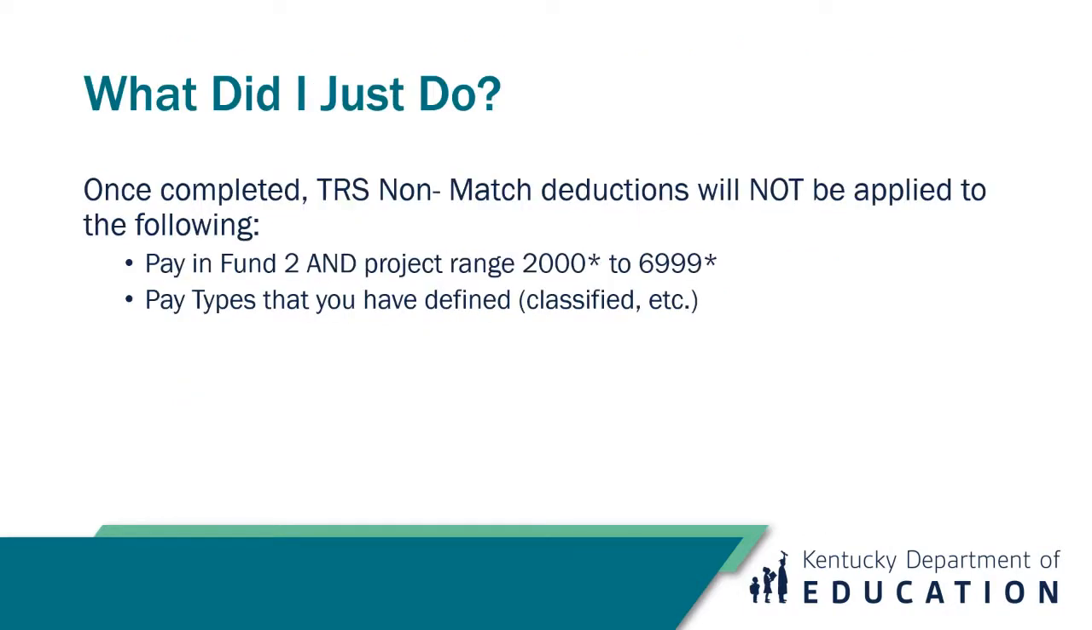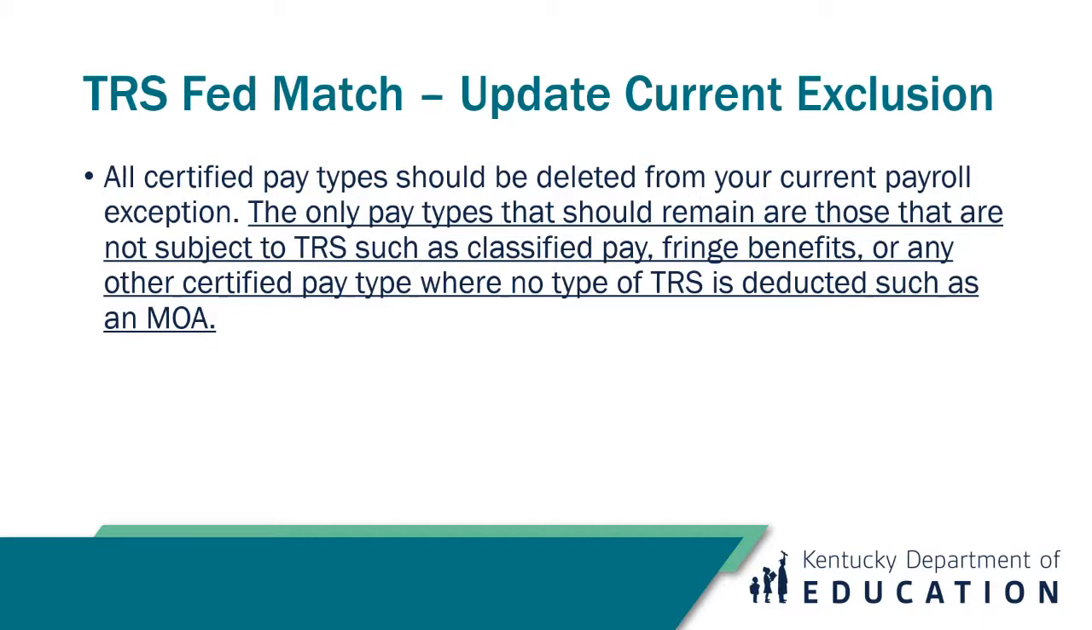So that may be clear as mud, but once you're all done, all your TRS non-match deductions will not be applied to the following: pay in Fund 2 in that project range 2,000 to 6,999, and pay types that you've defined in the class, such as classified. So no TRS non-match deduction would be applied to anything that's in the Fed match range and the GL accounts or any classified pay or anything else that you define that should not have a TRS deduction.